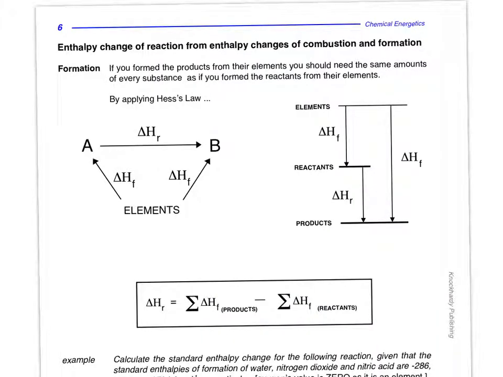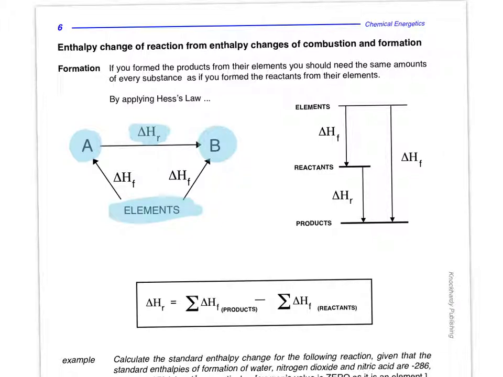You can do something similar with your enthalpy change of formation. So if you think about going from your reactants to your products, that's your enthalpy change of reaction. But we can also think about forming your reactants from their elements and forming your products from their elements. And so actually you should need the same amount of every substance if you form the reactants as if you were forming the products. So whatever elements, whatever atoms you need to use to make the reactants, if it's a balanced equation, you should require the same atoms to make your products as well.